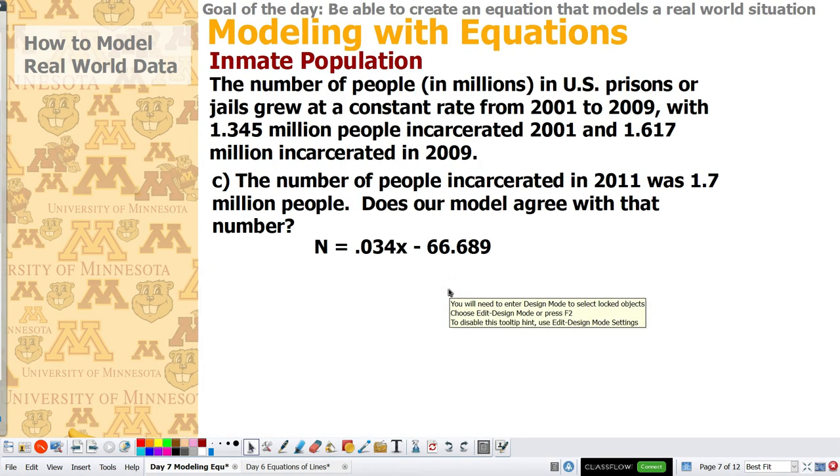Does our model agree with that number? All right, so let's talk about that for a second. First of all, let's talk about this equation. What exactly is this equation doing? What's its purpose?